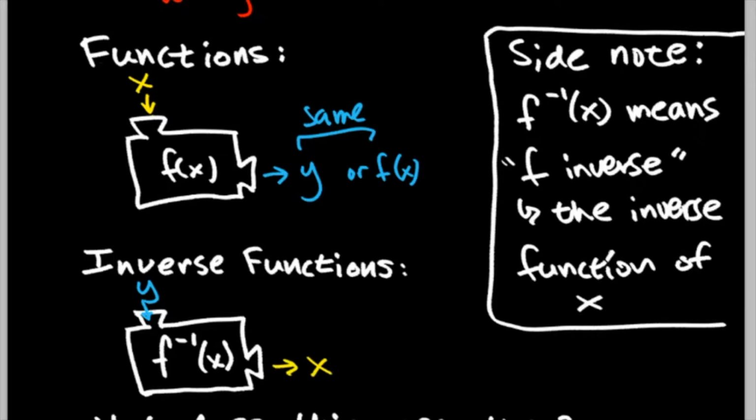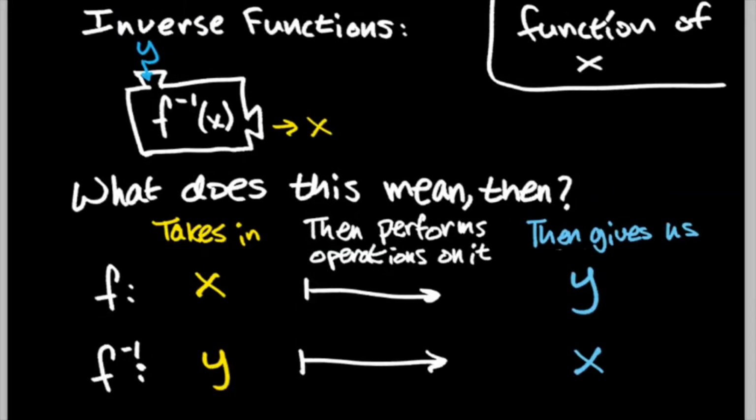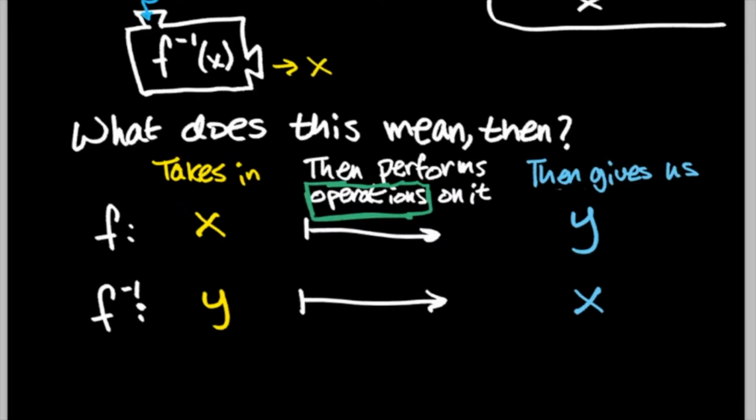Alright, what does this mean then? It means that I'm going to use this notation over here. If you have f, it takes an x, performs operations on it. So keyword is the operations. That's what functions do. They perform operations on numbers. And then you're going to get a y. And, oh, whoops. Photoshop is weird sometimes. So if you put in y, then you'll get an x. That's what happens with an inverse function. So look at these inputs and outputs.